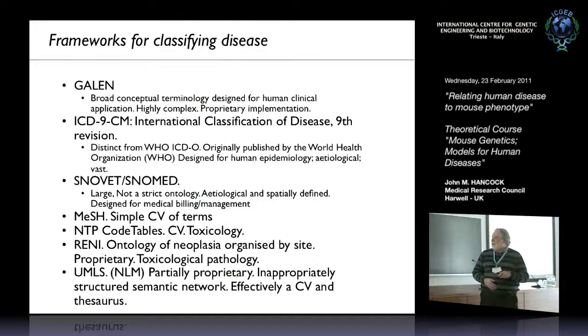Then we saw earlier MeSH, which is fairly simple, a list of terms. That's a toxicology controlled vocabulary. This is more a cancer-related toxicological pathology method structure. And UMLS, again, which we saw earlier, very large and complex and not really an ontology.